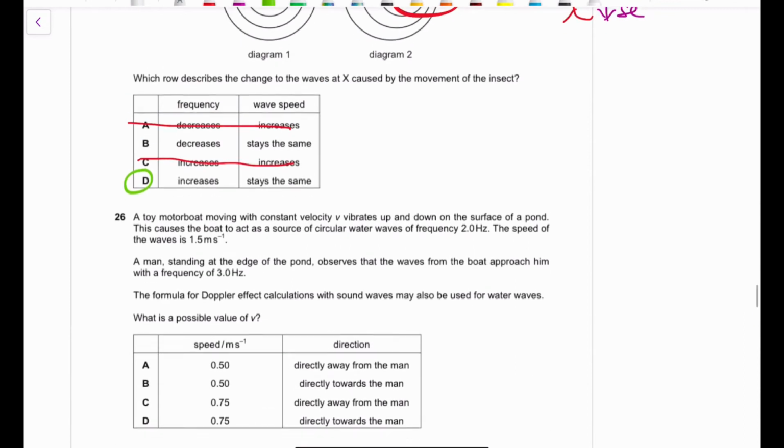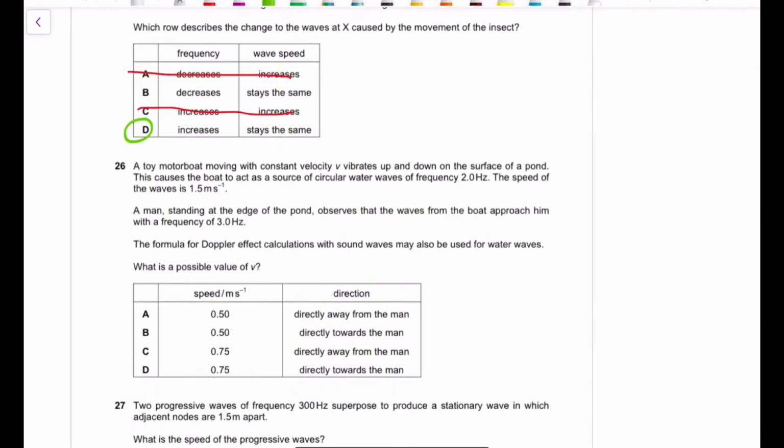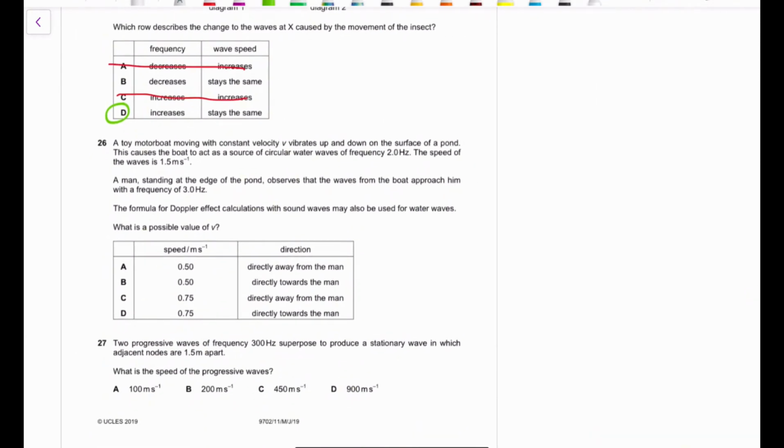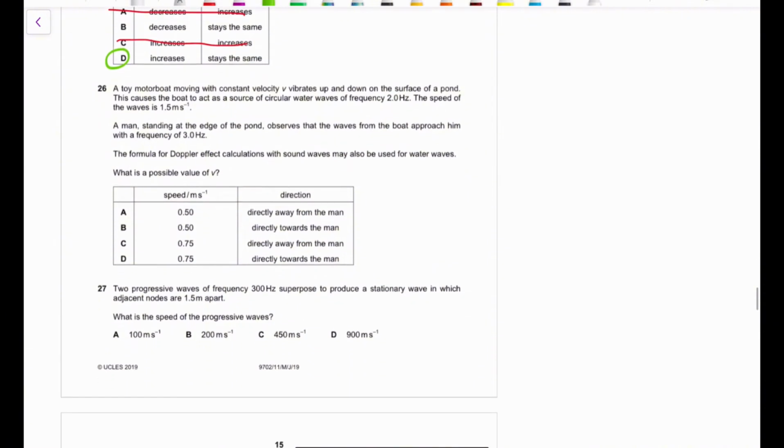Move on to question 26. A toy motorboat is moving with constant V, and it vibrates up and down on the surface of a pond. This causes the boat to act as a source of circular waves that have a frequency F of 2. The speed of water in the wave is 1.5. A man is standing at the edge of the pond, and he observes that the waves from the boat are approaching him with a frequency of 3. The formula for the Doppler effect calculations with the sound of the water waves may be used for water waves also. What is the possible value of V?